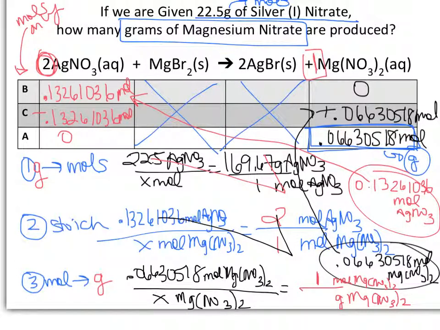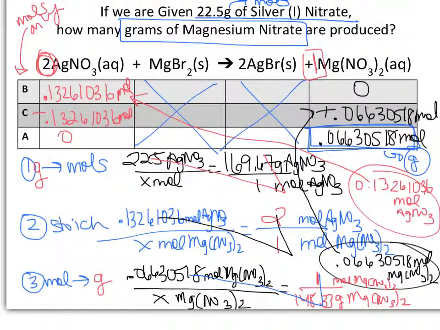1 Mg, 2 nitrogen, and 6 oxygen. The molar mass of magnesium nitrate, by adding all that up, is 148.33 grams for every mole. So from here, we're going to cross multiply, divide, and we've got our answer.